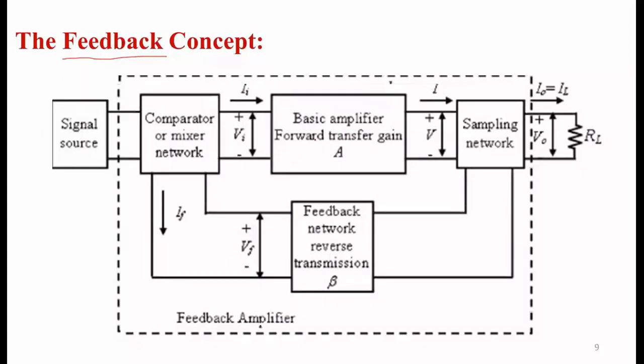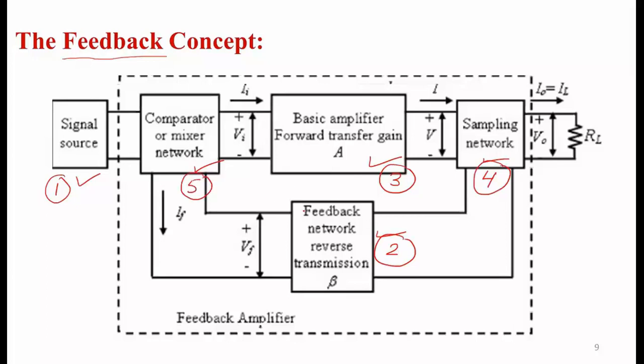Here we have the basic amplifier, one signal source, then one comparator, a sampling network, and the feedback network. So let's label each one of these blocks. This is the signal source, and this is the feedback network. This is the basic amplifier, and next is the sampling network, and this is the comparator or mixer network.